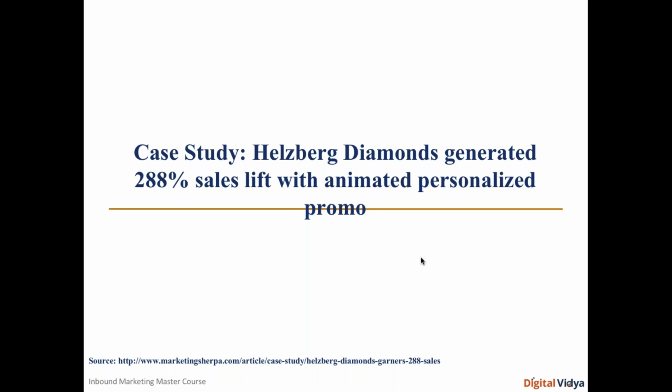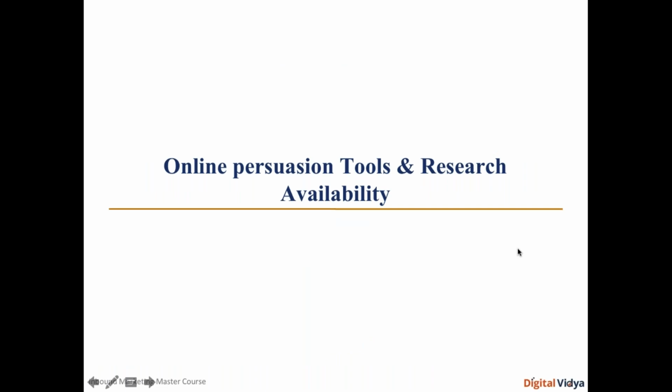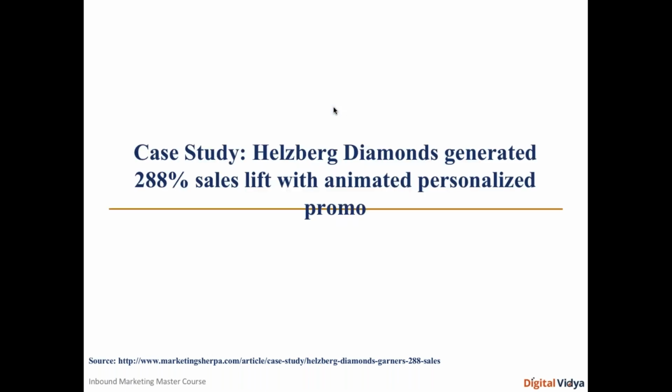So instead of sending a product image, they created an animated personalized promo where the bracelet image can be customized with the customer's name, and the email can be sent. With this simple animated personalized promo, they were able to achieve a 288% increase in sales. Basically, this email was sent to Laura, so Laura could see exactly how this bracelet would look with her name, thus increasing the overall sales. Now that's a huge increase for any business.